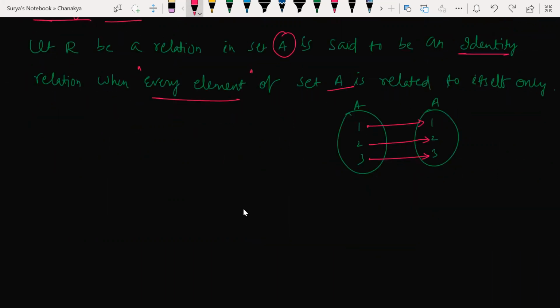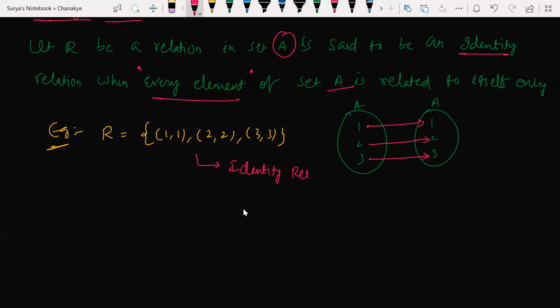Getting my point? So suppose, let me write an example here. Any relation you take like this: 1 comma 1, 2 comma 2, and 3 comma 3. Now check whether this is an identity relation or not. Yes, it is an identity relation. Why is it an identity relation? Because every element is mapped with itself.